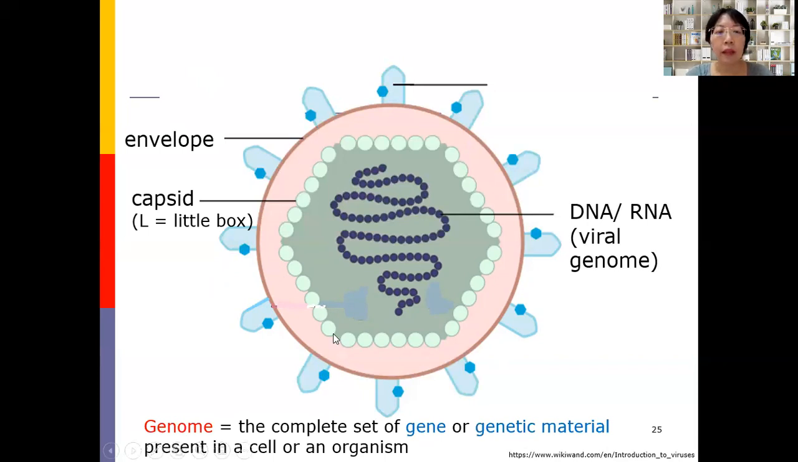Okay, so then you've got the envelope. Now this envelope is made out of phospholipid. This is very similar to our cell surface membrane, but we cannot call this a cell surface membrane because a virus is not a cell. Can I call it a membrane? Yes, I can call it a membrane, but I cannot call it a cell surface membrane. So therefore, I call it an envelope. And this envelope is made of phospholipid. It may be present in some viruses. It may not be present in all the viruses.